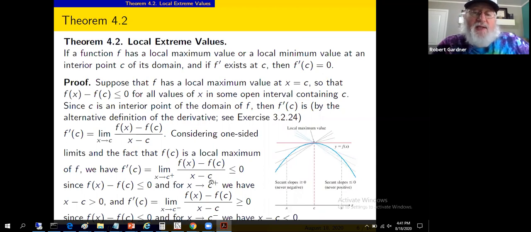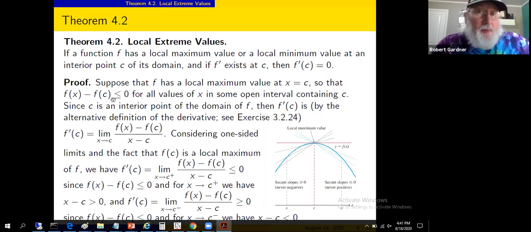So x minus c is a little positive number. x minus c will be positive in this type of limit. So the denominator is positive. What's up with the numerator? Do you know the sign of f of x minus f of c? I do. It's negative.